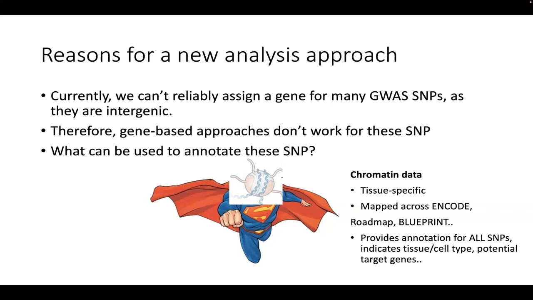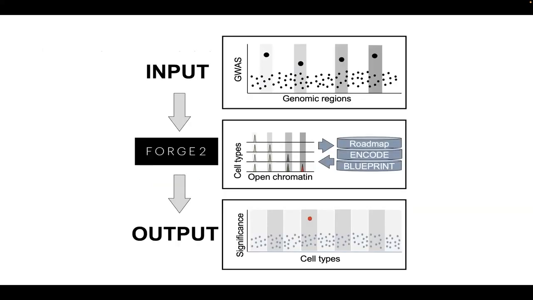They've been mapped across many different consortia. A lot of money, a lot of NIH money has gone into mapping chromatin data. And the good thing about chromatin data is that it's genome-wide. So it provides annotations for every SNP. In a tissue specific context, it may help indicate potential target genes, and it provides information for every single SNP, be it intergenic, be it more close to a gene, be it in an intron.